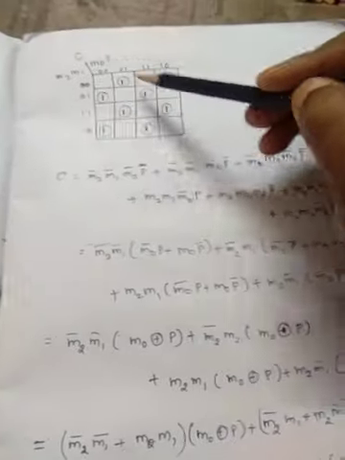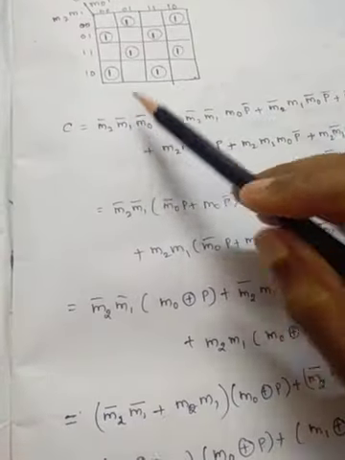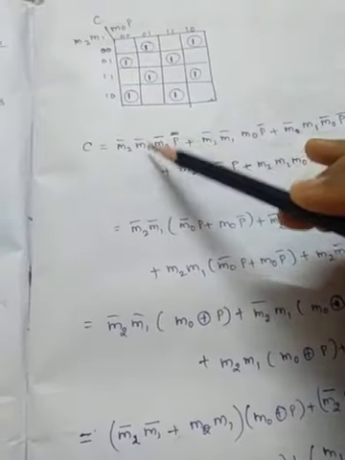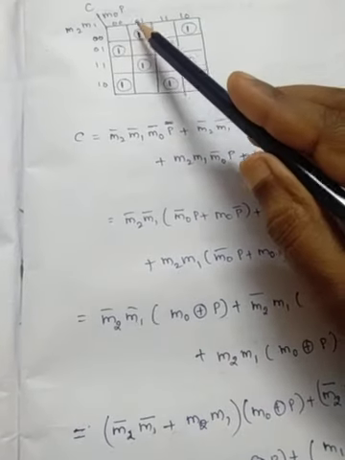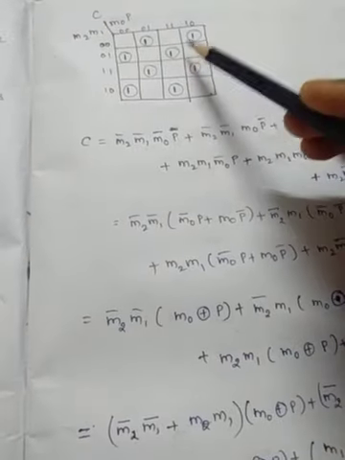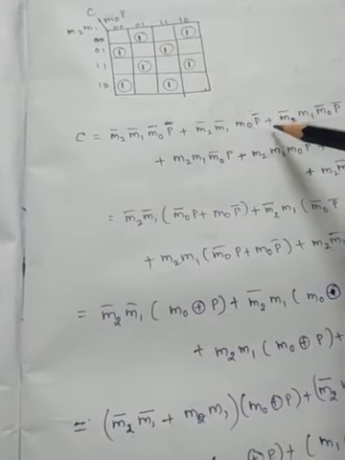Next, this is the K-map for the check bit, and here also there is no chance of grouping. So we have to directly write all the minterms: m2 bar m1 bar m0 bar p, plus m2 bar m1 bar m0 p bar, plus, and so on. Like that, list out all the minterms.